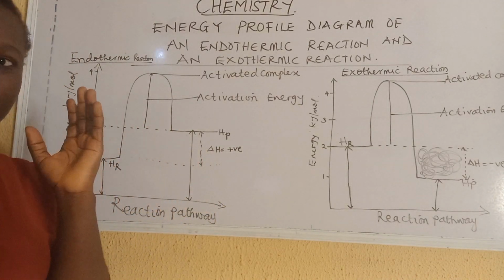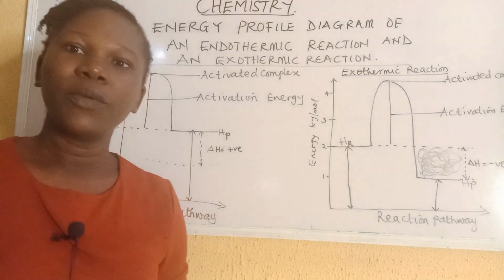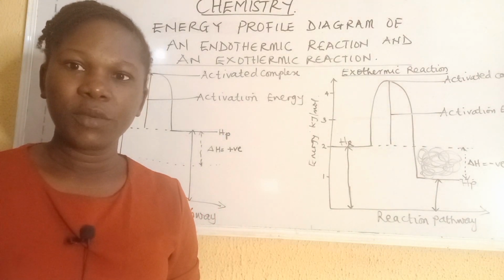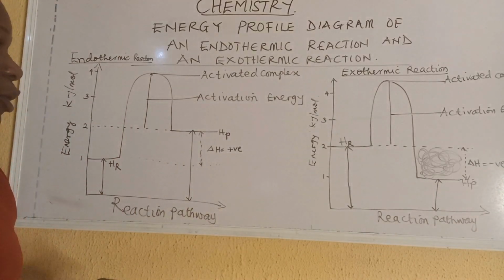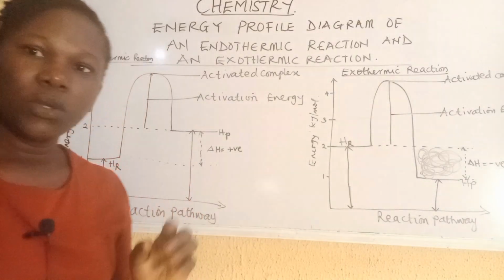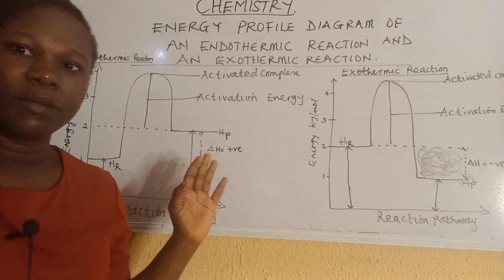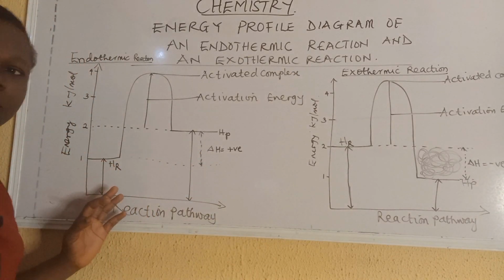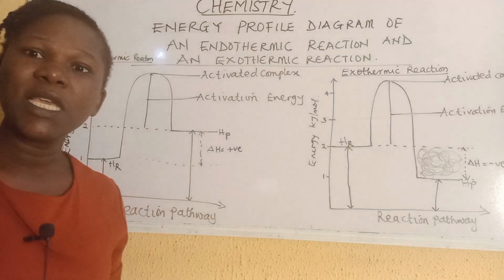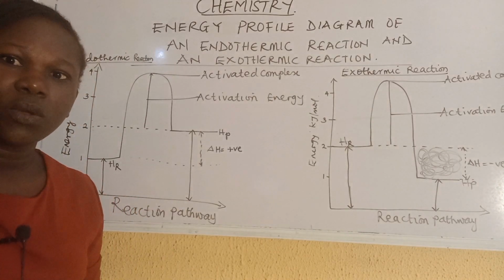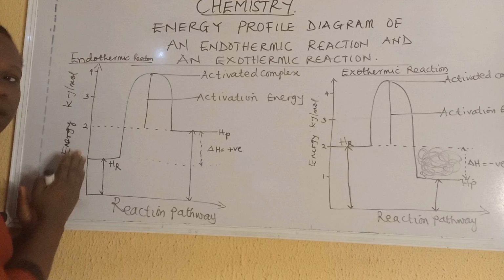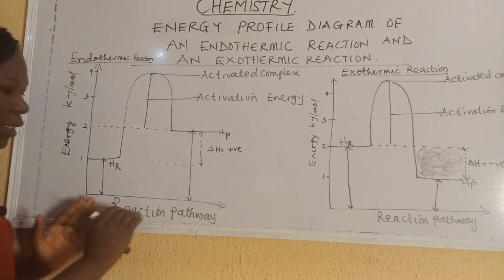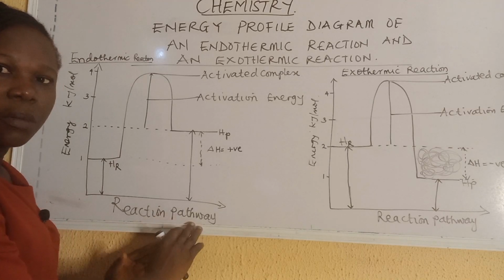Now I explained that an endothermic reaction is a reaction in which there is absorption of heat from the environment, and the enthalpy change is usually positive. So let's look at the profile diagram that shows how the reaction occurs. Now, at the beginning of an endothermic reaction, the heat content is low. So let's assume this is the energy pathway, and this is the reaction pathway.